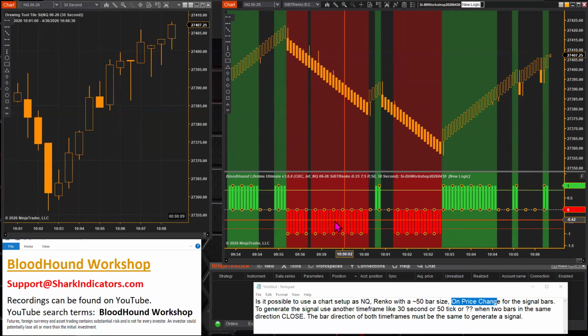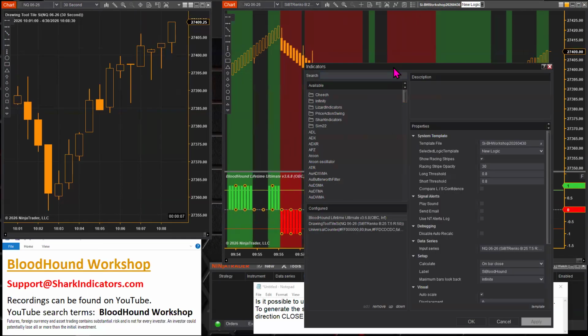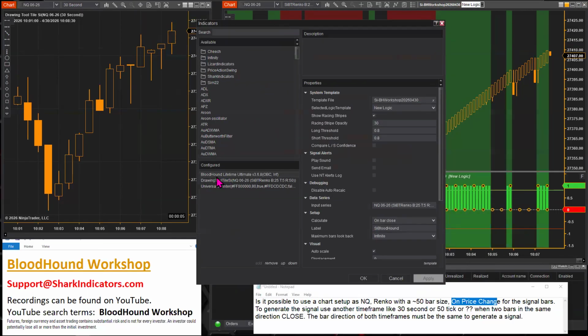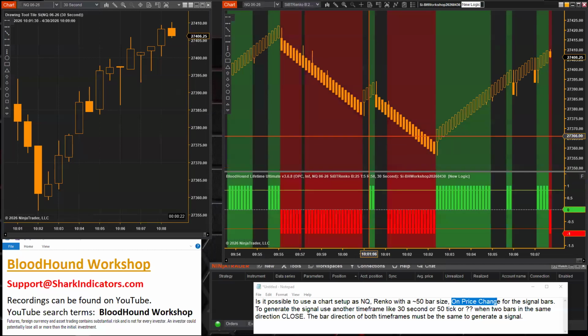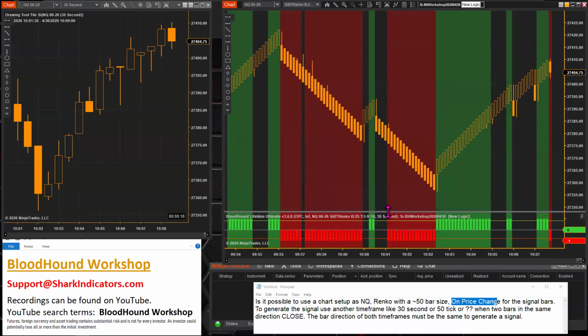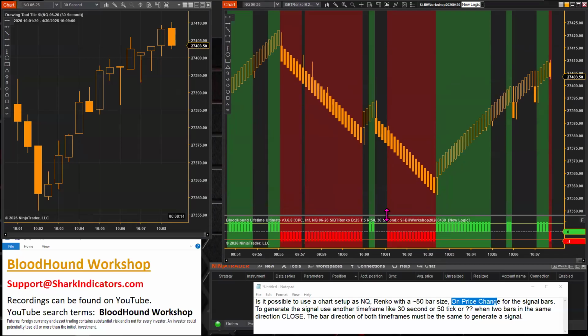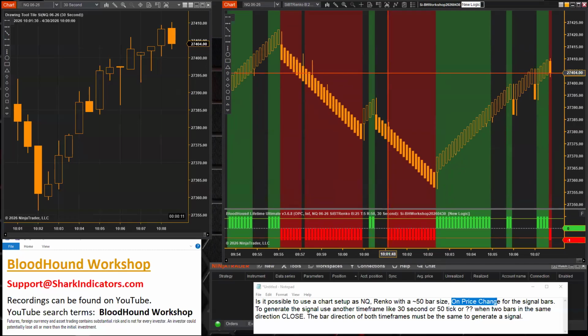And so now let's go and adjust the calculation mode here for Bloodhound. And we're going to go to the calculate there and change it to on price change. And there we go. All right.